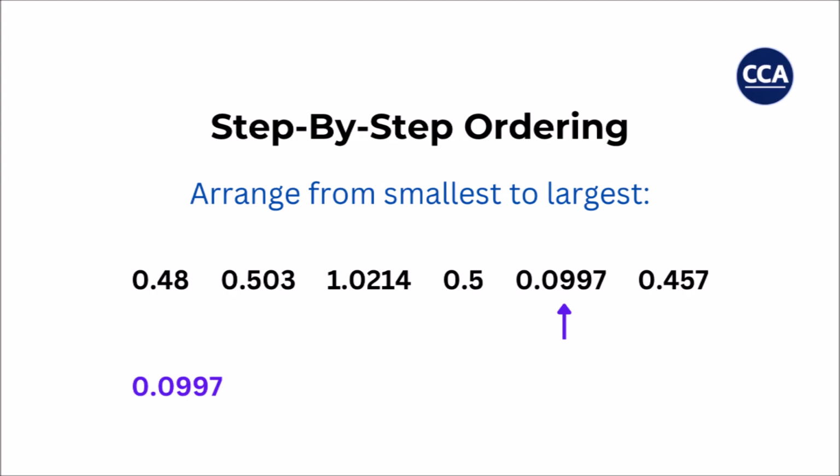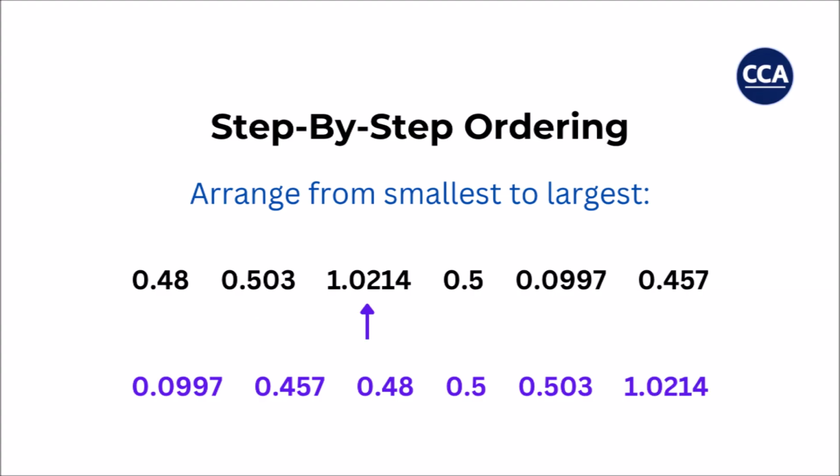0.0997 is the smallest. Then comes 0.457. Then 0.48. Then 0.5. Then 0.503. And finally, the largest one is 1.0214. Have you noticed how we followed the same rule to arrange these numbers in order?